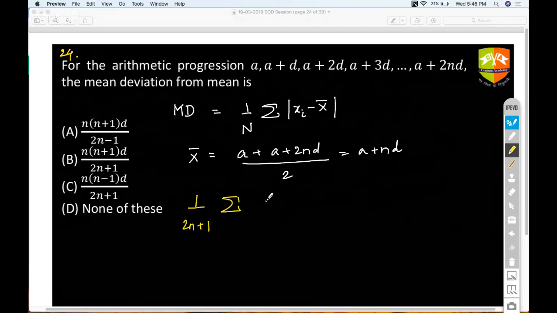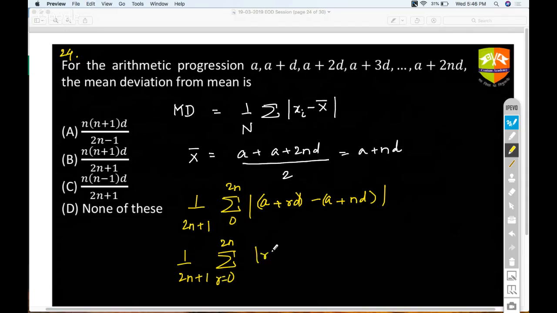So I have to do summation of each of the data. Let's say I generalize the data as a plus rd, with r from 0 to 2n, and the mean is a plus nd. Okay. So basically we have to do 1 by 2n plus 1 summation r equal to 0 to 2n of mod of r minus n times d. So this is nothing but 1 plus 2 plus 3 all the way till n twice over, isn't it? Correct?